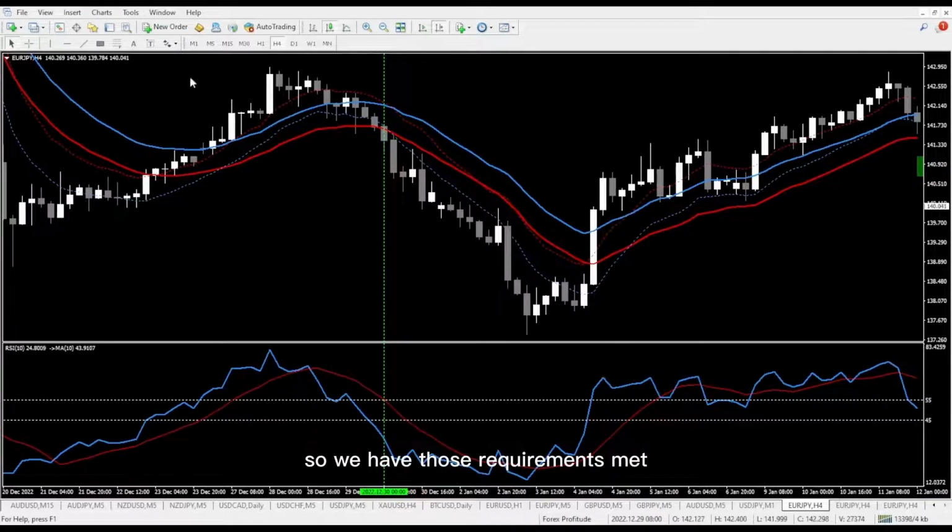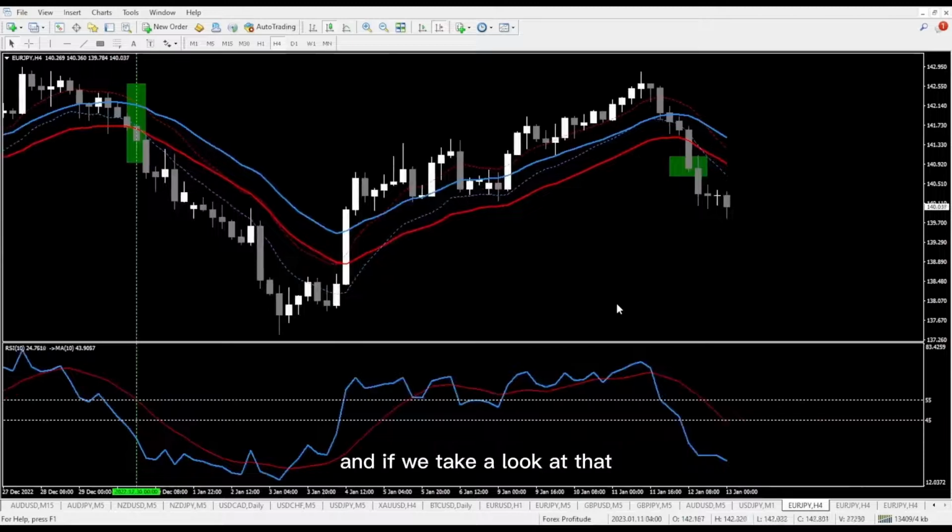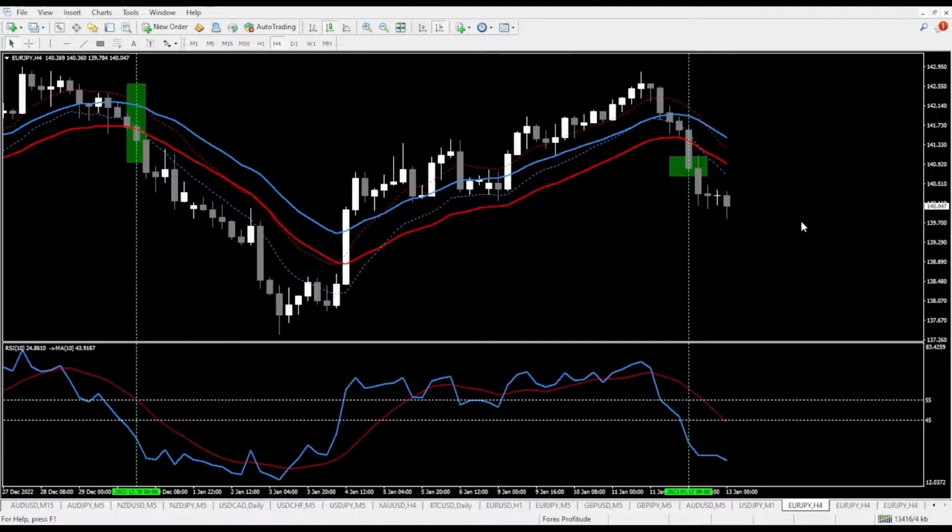So we have those requirements met on this one candle right here. So this candle is the signal to go short. And if we take a look at the current candle, this current signal, this is the most recent signal that we have. This is also going to give us that opportunity to take a short trade.